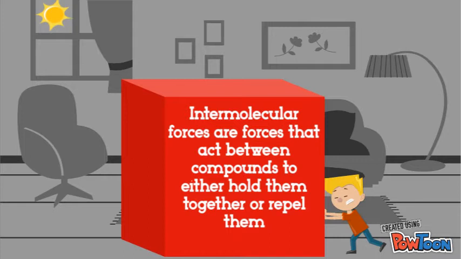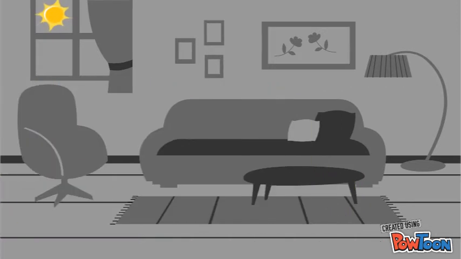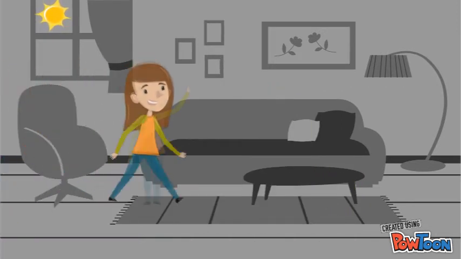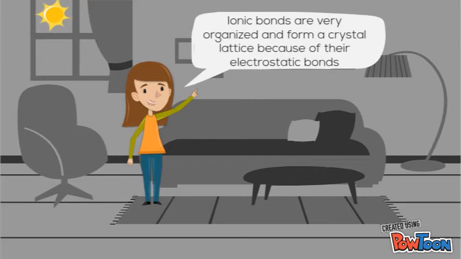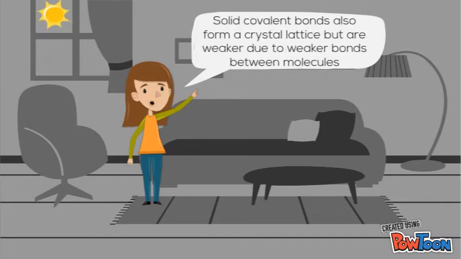Intermolecular forces are forces that act between compounds and either hold them together or repel them from one another. Ionic bonds are very organized and form a crystal lattice because of their electrostatic bonds. Solid covalent compounds also form a crystal lattice, but these are weaker because they have weaker bonds between the molecules.